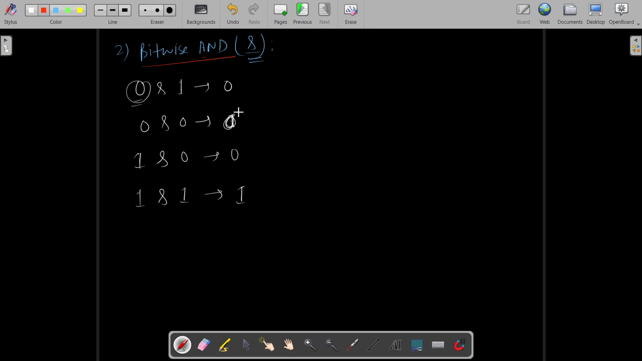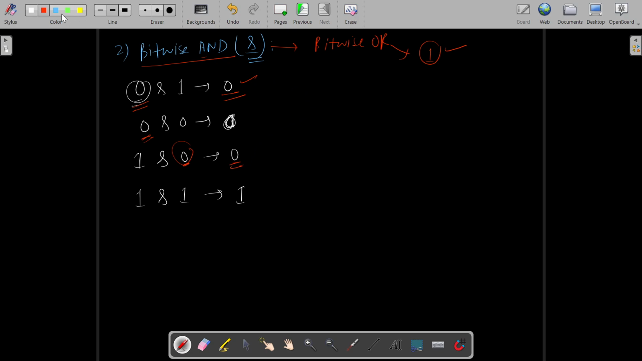Bitwise AND is just the opposite of bitwise OR. In bitwise OR, even if we get a single 1, we will get the output as 1. Here, even if we get a single 0, we'll get the output as 0, in every case. Even if there are two zeros, we'll get the output as 0 only. Even if we find that there is one 0, we'll get the output as 0.